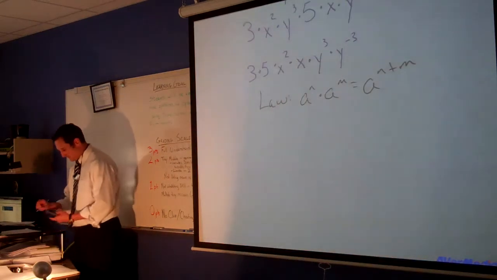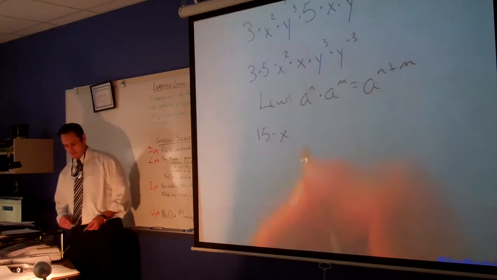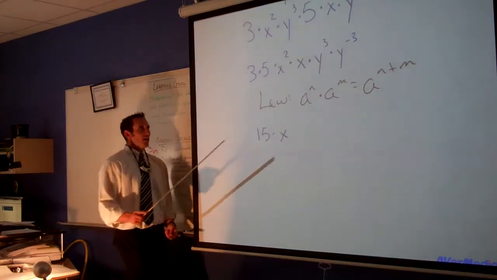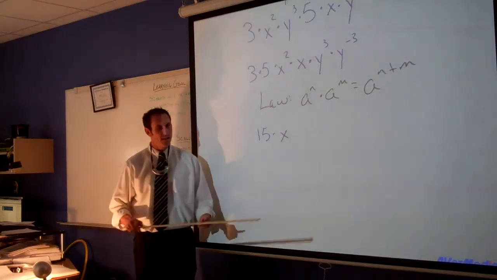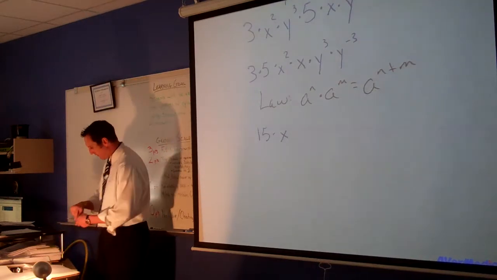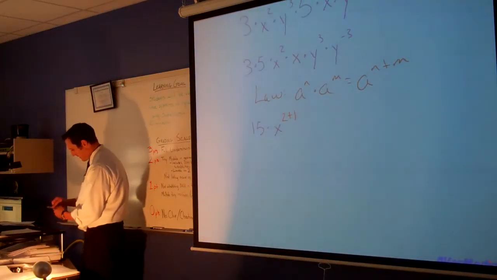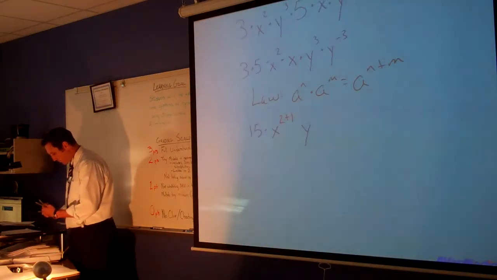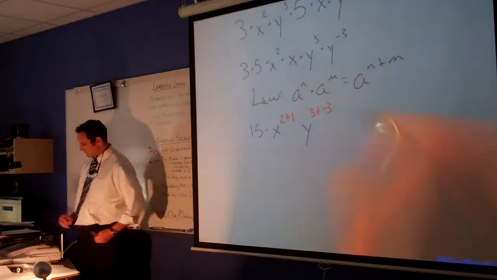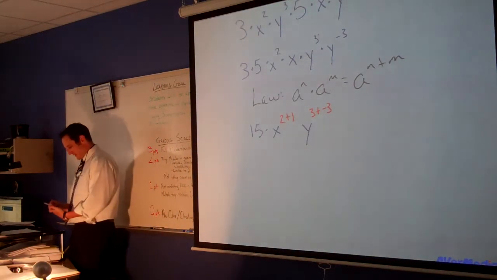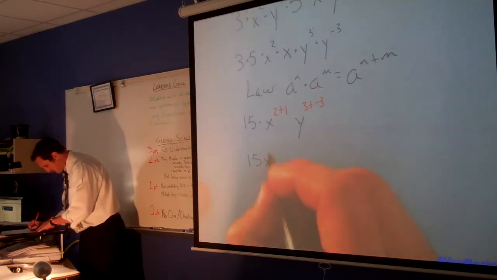So when we're looking at 3 times 5, that of course is 15. But then we have x squared times x. So let's remember, what is the exponent here? What's that number up here? It's the invisible 1. Okay, so we're dealing with that law of exponents. We're looking at x to the 2 plus 1. And then the exponents for our y: y to the 3 plus negative 3. And so we're using that law of exponents when it comes to multiplication. So we have 15 times x to the third power.